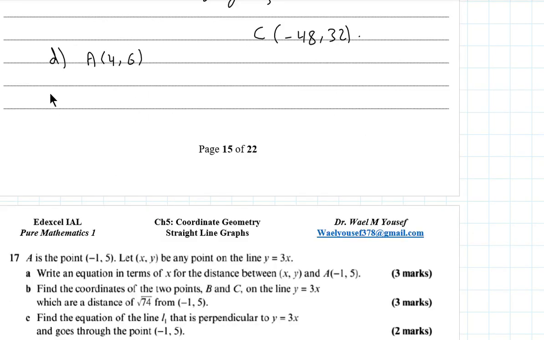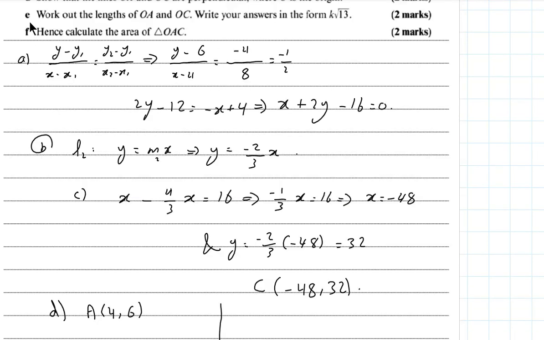D, show that the lines OA and OC are perpendicular where O is the origin. Okay, the gradient of OA is y2 minus y1 over x2 minus x1, where x1, y1 can be 0 and 0, the origin. So it's 6 over 4, which is 3 over 2. And the gradient of OC will be 32 over minus 48, which can be simplified by dividing by 16, it will be 2 over negative 3, or we can say negative 2 over 3, which shows that OA is perpendicular to OC, of course. The product is negative 1.